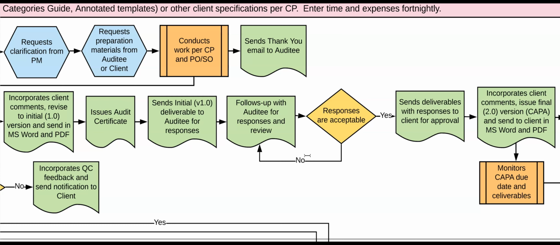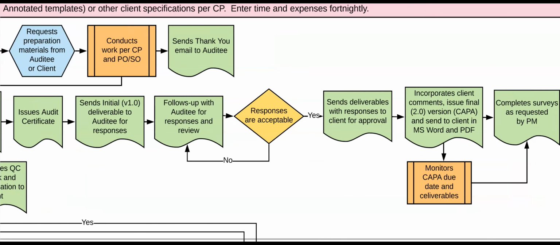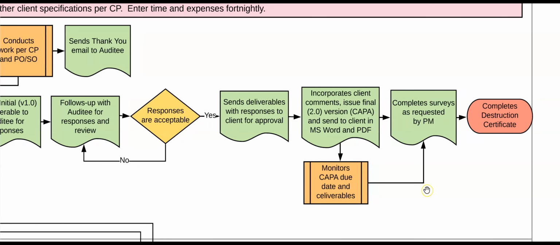If the responses are unacceptable, contact the project manager to determine the next steps in reviewing revised responses. If the responses are acceptable, the deliverable and responses are sent to the client using version 2.0, and the resource will issue both a Microsoft Word document as well as a PDF version of the deliverable. The resource will complete surveys as necessary per the PM for the project.